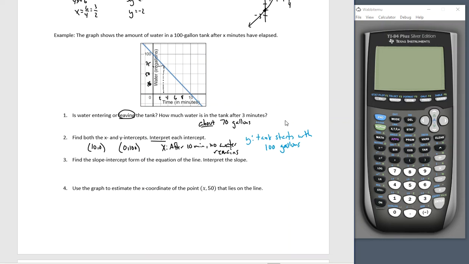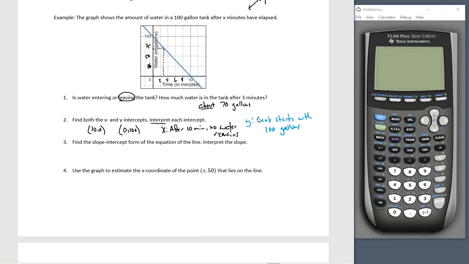So we can find the slope-intercept form of the equation of the line. Let's find the slope first. Always, it's the first thing here. Using these 2 points, I have 100 minus 0 over 0 minus 10. 100 over negative 10 is negative 10. All right, so we're going to find the form of the equation of a line. Keep in mind, we have our y-intercept. y equals negative 10x plus 100.